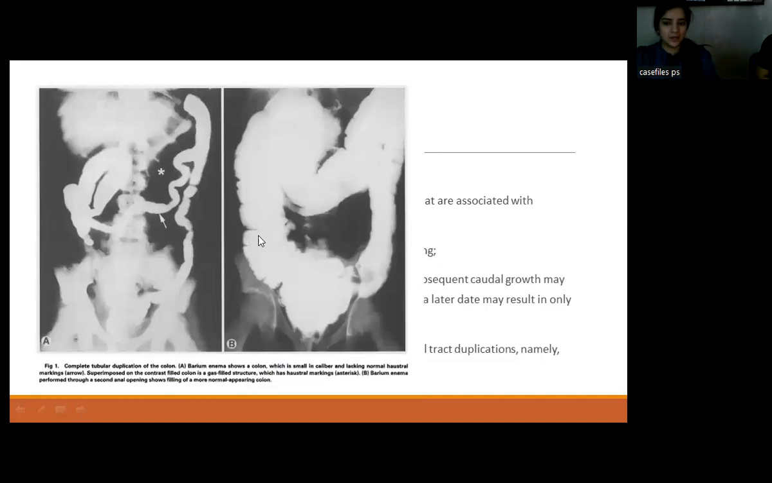This is the barium enema of a patient who presented with two anal openings. First, barium enema was performed from the anteriorly placed anal opening, which shows a colon with loss of haustrations and thinning. Barium enema was performed from the other opening, which showed a dilated but normal-appearing colon. So this is a tubular kind of duplication seen in the colon.